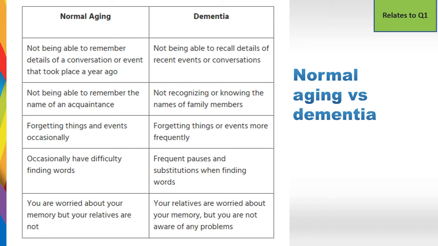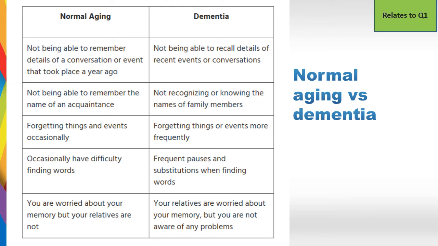In normal aging, people might occasionally have difficulty finding words, so it might be that they are trying to think of a place name and it's not coming to them straight away. We all have those little lapses, don't we? And you think, oh, that's what it was. But with dementia, there could be frequent pauses or substitutions when finding words, so much more frequently the person is stuck because they can't find the words to say.